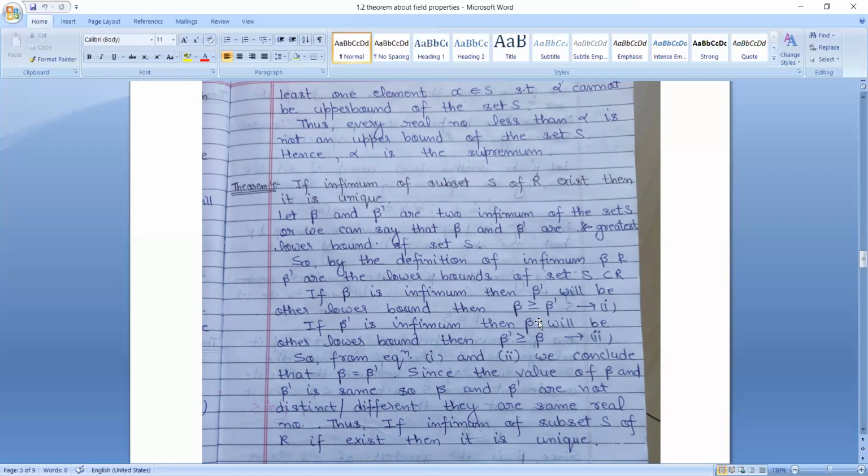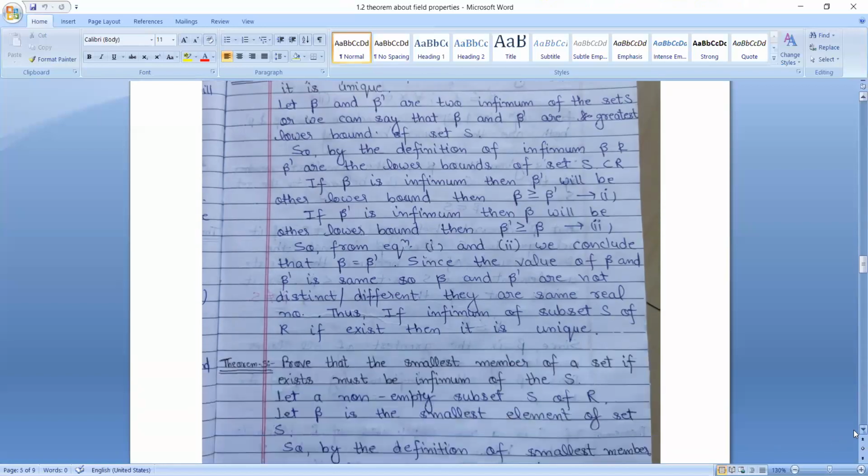Then beta is greater than or equal to beta dash. This is first. If beta dash is the infimum, then beta will be another lower bound, then beta dash is greater than or equal to beta. So from equations first and second, we conclude that beta is equal to beta dash. Since the values of beta and beta dash are the same, they are not distinct. They are the same real number. Thus, if the infimum of the subset S of R exists, then it is unique.